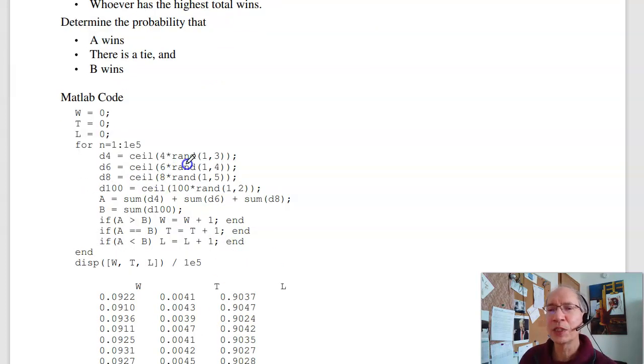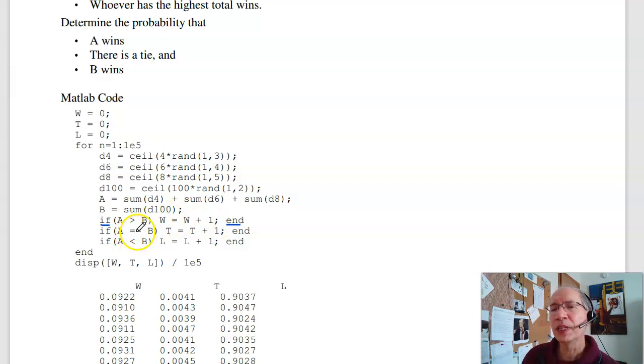I'll first play a single game. I roll the dice. A is the sum of the 4, 6, and 8-sided dice. B is the sum of the 100-sided dice, and then check. If A is greater than B, I won. If A is equal to B, I tied. If A is less than B, I lost. And note, in MATLAB, each if statement has to terminate with an end statement. You can add the carriage return, it's not necessary. Carriage returns are just for the programmer.